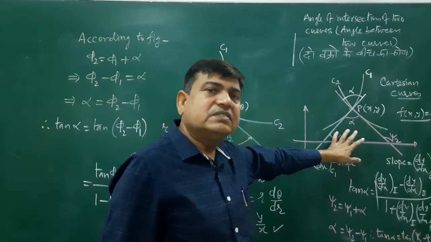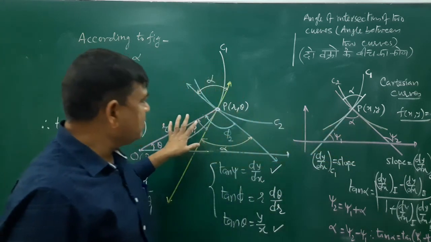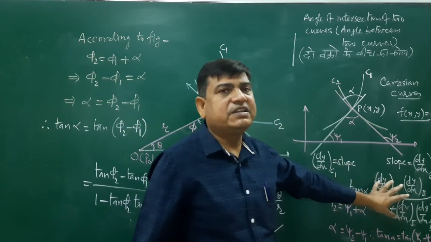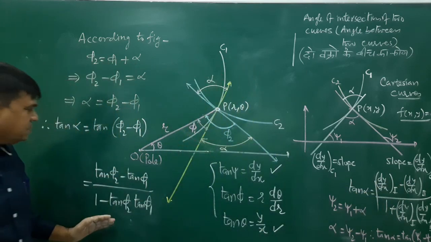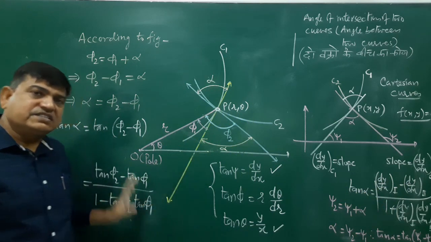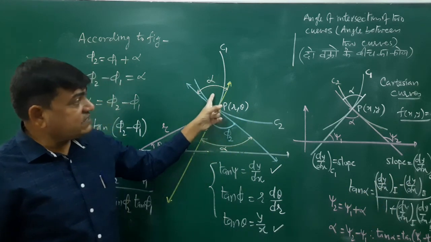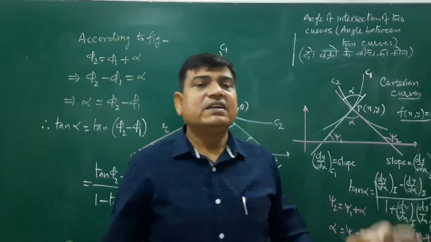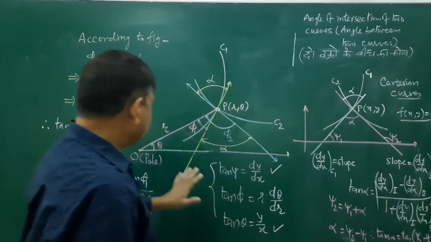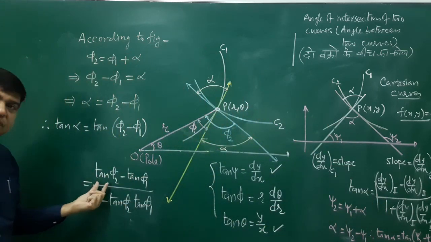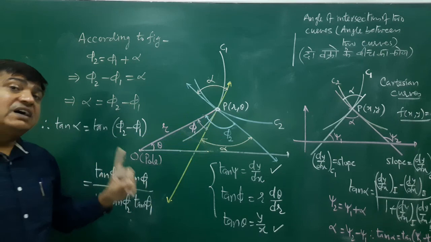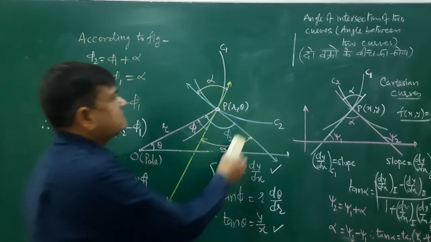When Cartesian equations are given, it is easier to use this formula because we can find dy by dx easily. When polar equations are given, it is easier to use this formula because we can find tan phi, that is r d theta by dr, straight away. But you remember, we can find this angle by using the other formula too, but it will be time consuming. So it is better to remember this formula for Cartesian and this formula for polar. What is tan phi 2? r d theta by dr for the second curve, and tan phi 1 is r d theta by dr for the first curve.